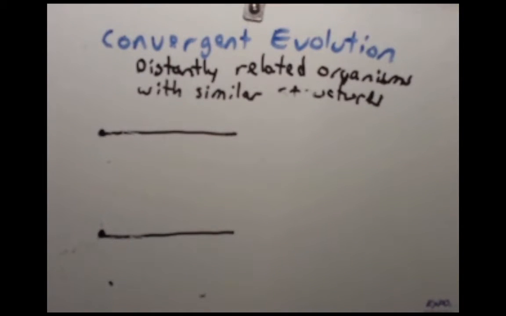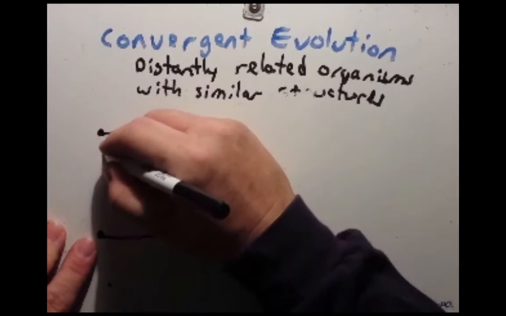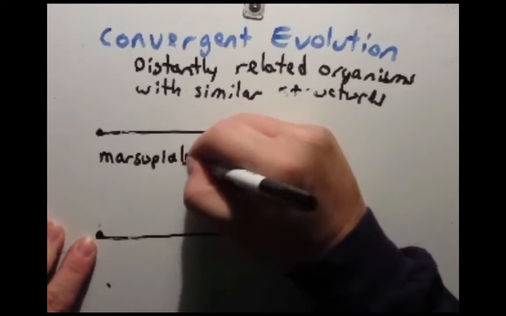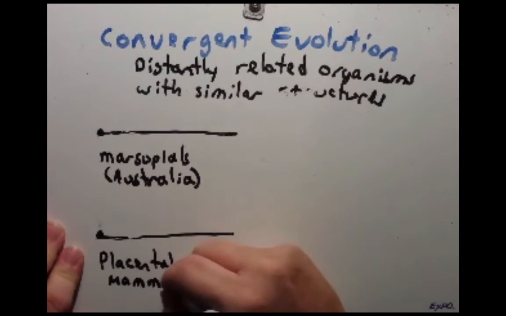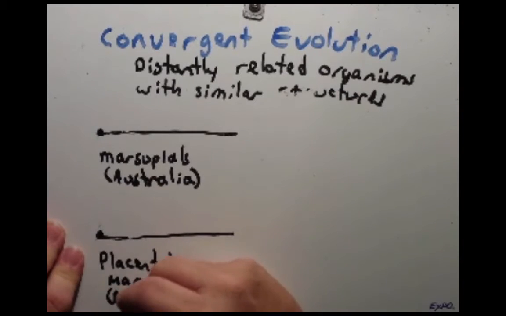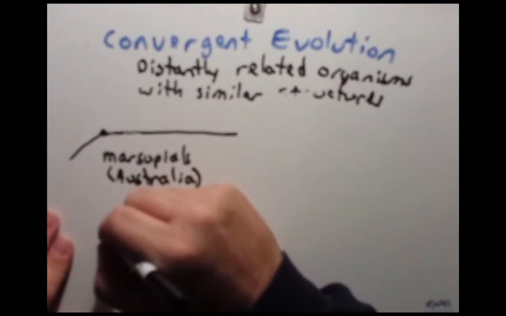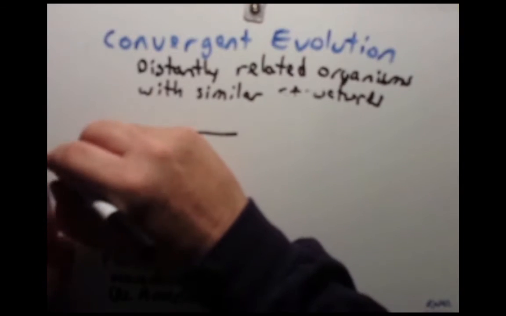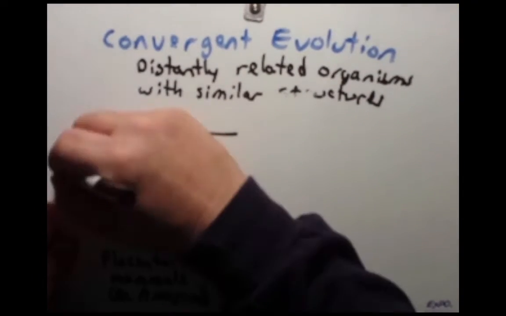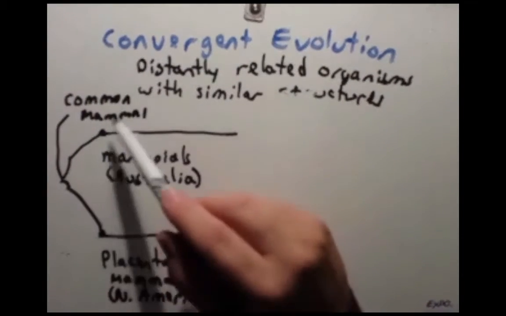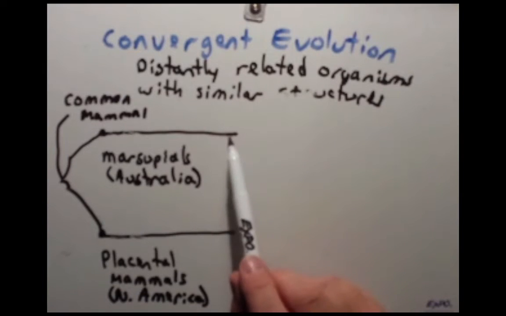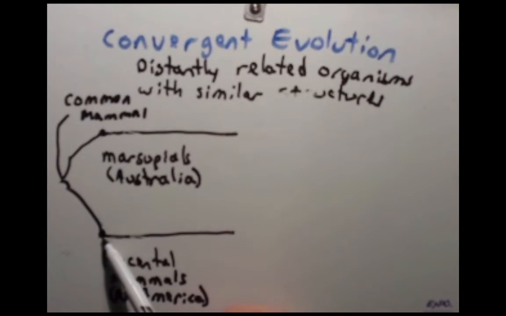Okay, let's talk about an example from your book. Your book talks about marsupials from Australia and placental mammals from North America. It's important to remember in this example that they both share lineage with a common mammal. I'm going to write that up here so you can see it. Common mammal. These are both mammals. But all of these marsupials have very special characteristics that make them marsupials, and all of these along this evolutionary line have special characteristics that make them placental mammals.